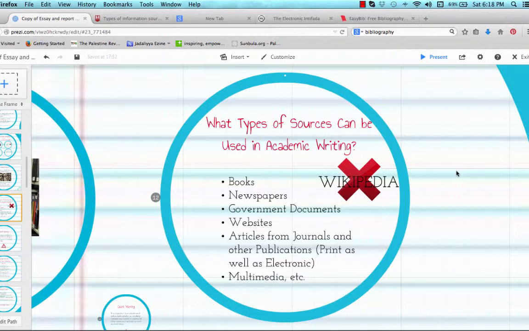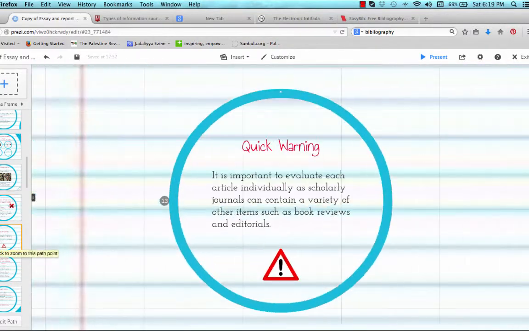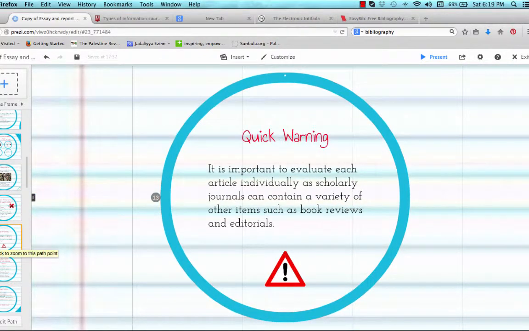So Wikipedia as a source is not very scholarly. For that reason, in all honesty, it's not simply in my class, it's in every academic field. Wikipedia is not a legitimate source, and it's not an academic source. So I hope I make myself very clear. Alright, so simply a quick warning.